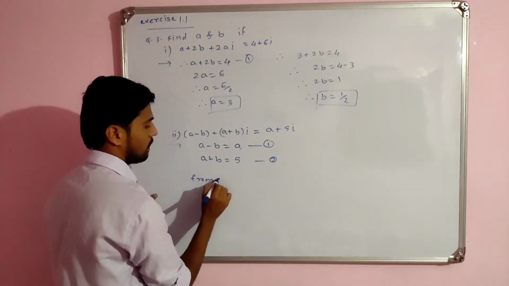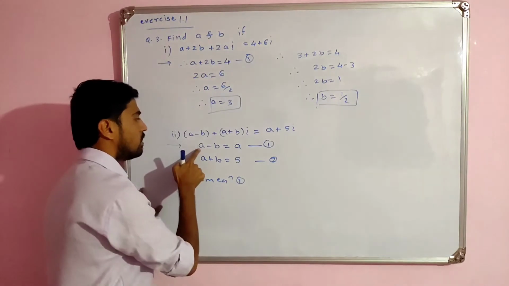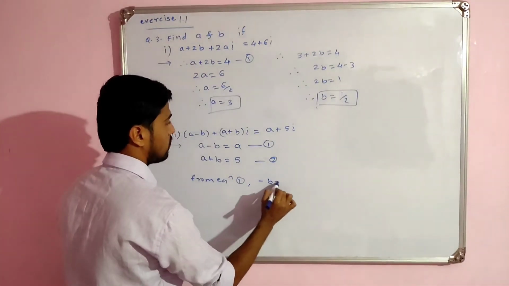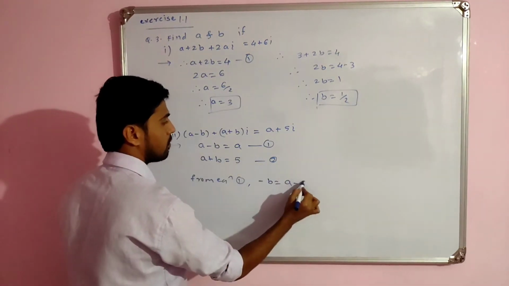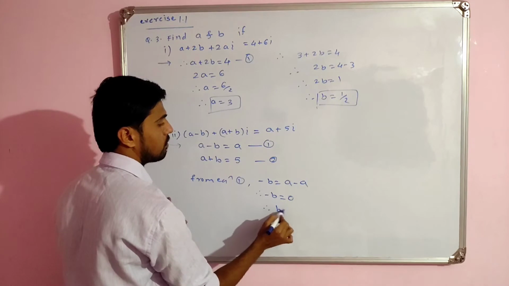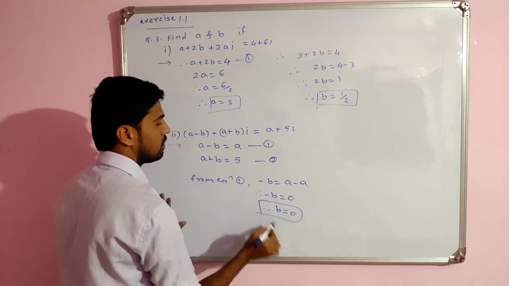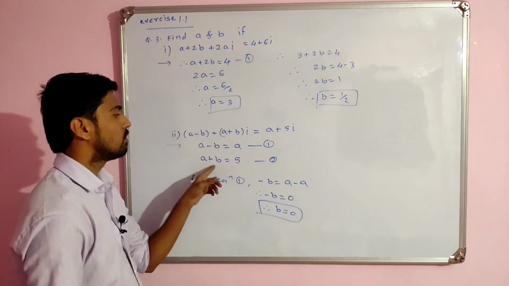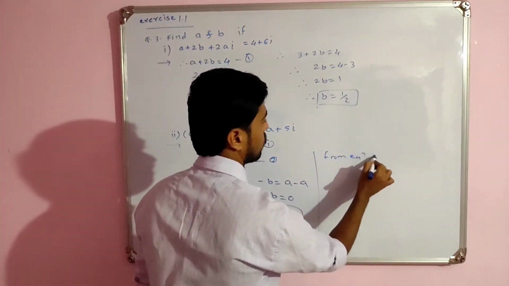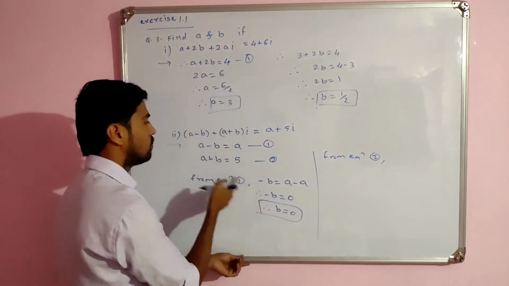So from equation 1, here A is plus, transpose to this RHS, minus B is equal to A, here plus, so A minus A. So minus B is equal to A minus A, which is 0, so B is equal to 0, value of B is 0. So put value of B is 0 in equation number 2, so from equation number 2 put B is equal to 0.